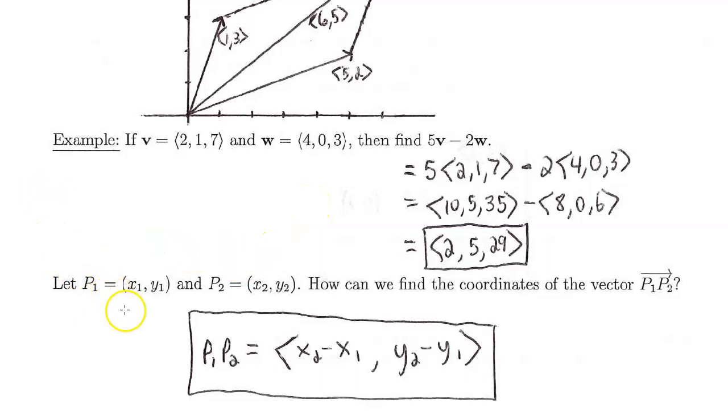Let P1 be the point (x1, y1) and P2 be the point (x2, y2). So notice I don't have these slanted brackets here. I'm just thinking of these as ordered pairs. So we have two ordered pairs in 2-space. How can we find the coordinates of the vector that goes from the first ordered pair to the second ordered pair?